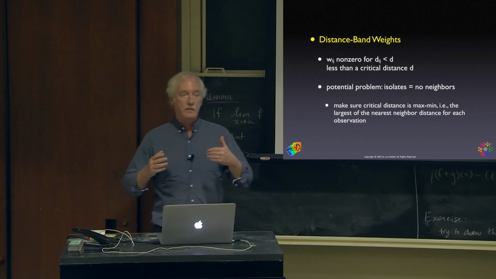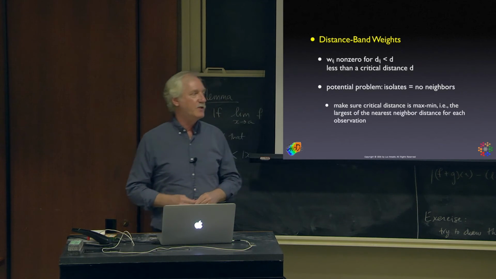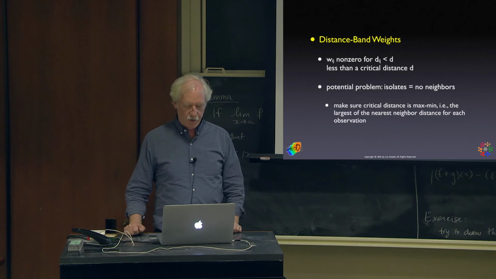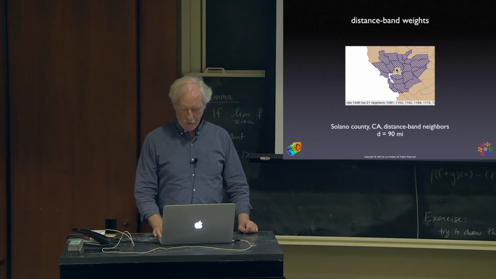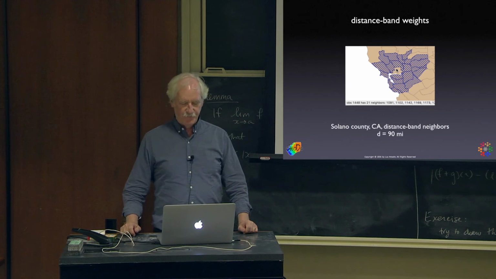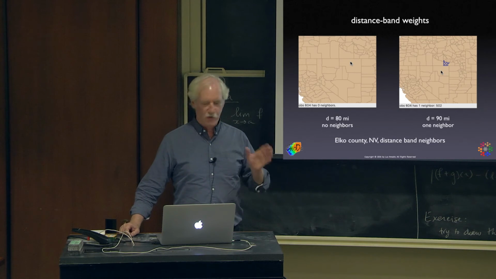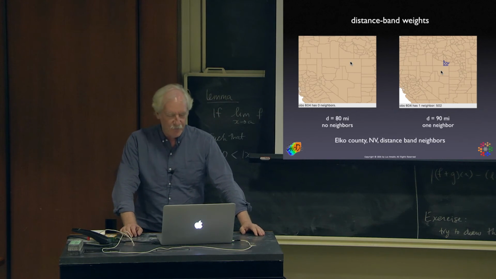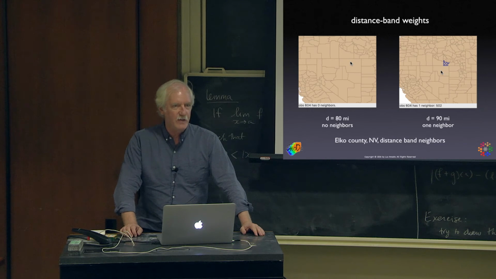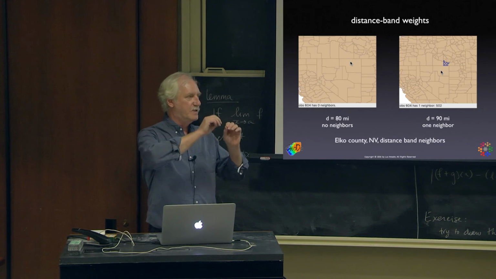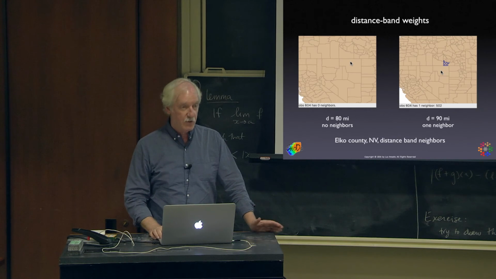And if we take the distance and it's not large enough, then some observations will not have any neighbors. So this is an example of a distance band weight. I used 90 miles, and I also had to look long and hard. Elko County, Nevada. Anybody been there or from there? I happened to drive through there last summer. But Elko County is one of these big counties, right? So if you take 80 miles, there are no neighbors. It becomes an isolate. If you take 90 miles, it has one neighbor, just enough, right? Because it's the distance between the centers of the counties that counts. So this is something to keep in mind.